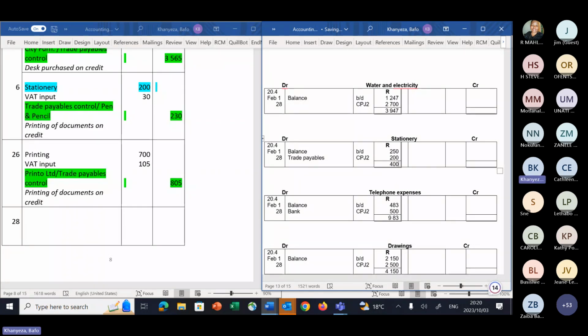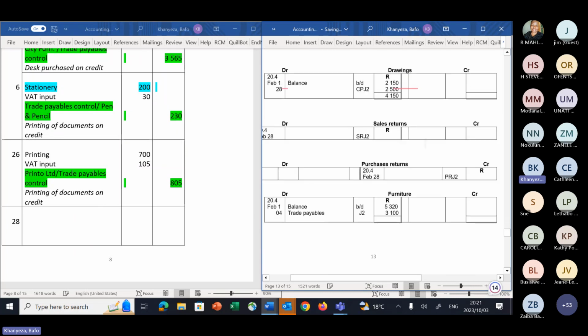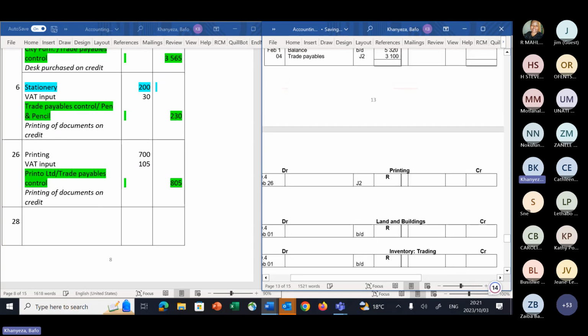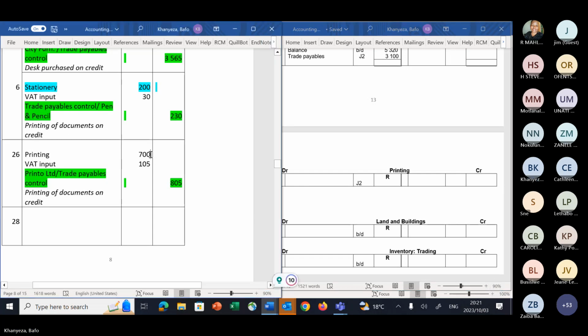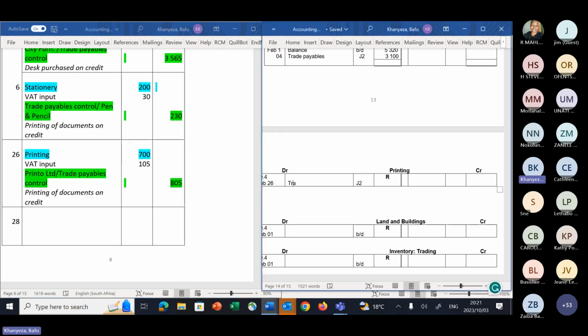Then lastly, printing. There has to be printing somewhere. We don't have a printing opening balance. So here is printing. It's a debit anyway, so it's going to be trade payables. And then check your questions. If they say you had questions, it's going to be 700.